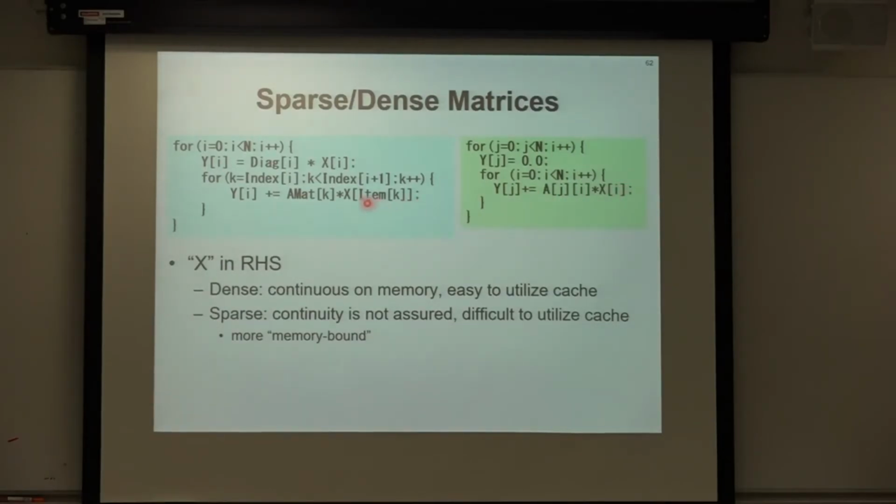But in the sparse matrix case, you choose only the non-zero elements. That means the memory access could be random and also sparse, so continuity is not assured. Basically, it's very difficult to utilize the cache. So if you compare these two approaches, the sparse matrix operation is more memory bound. Memory performance is very important here.